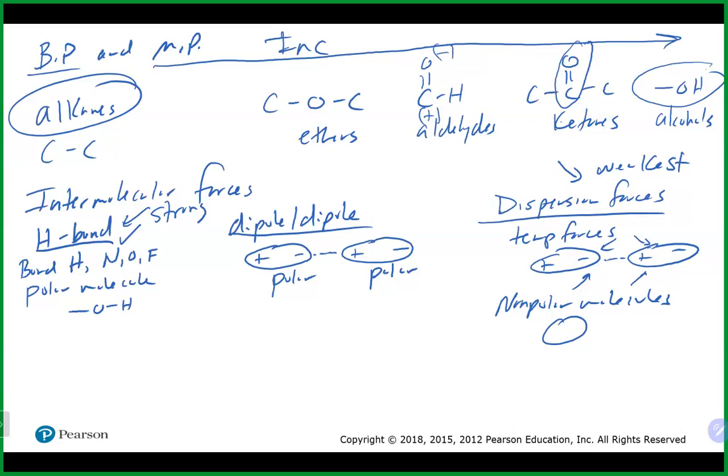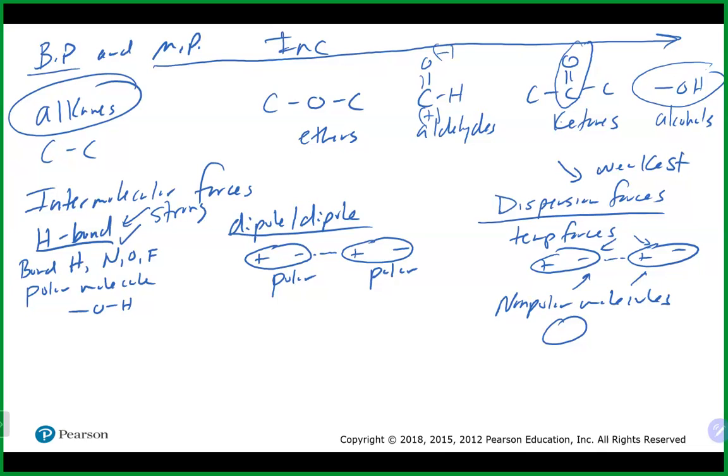Any questions on any of that there? Yeah. So you're saying that the alkanes have lower boiling points, and then it goes from alkane, ether, aldehydes, ketones, alcohol. Yeah, alcohol at this point is pretty much the highest boiling point you could get because it has that ability to hydrogen bond with itself.